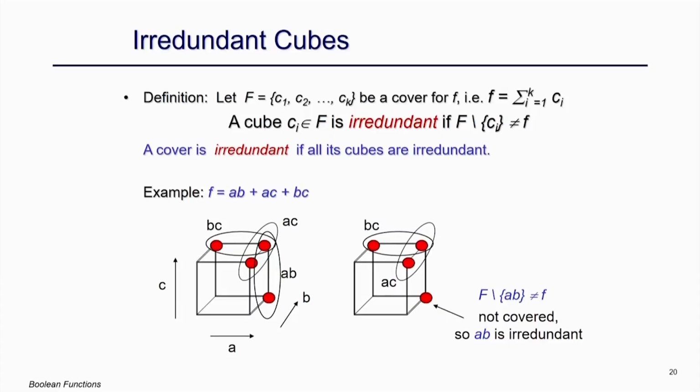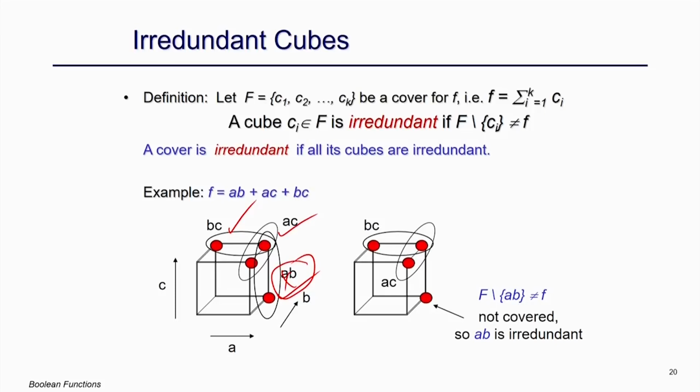So what is irredundant? An irredundant cube is something such that, if I remove this particular cube, some of the min terms will be uncovered. For example, here I have 3 cubes, BC, AC, and AB, and these 4 are the on terms. If I just remove this particular AB, then what will happen? This remains uncovered, because now this min term is not covered. So this particular AB is an irredundant cover, because I cannot remove this cube; if I remove it, some of the min terms will be uncovered.